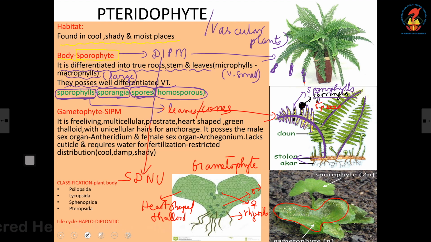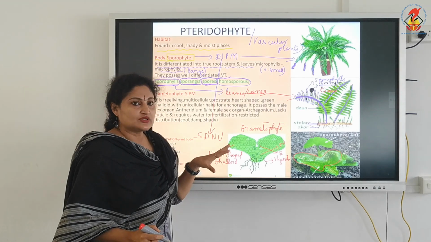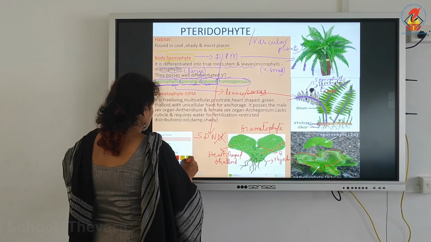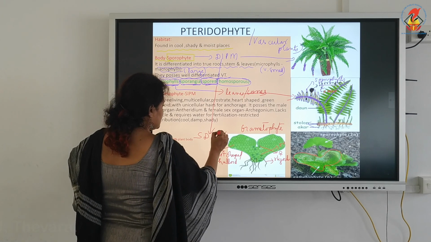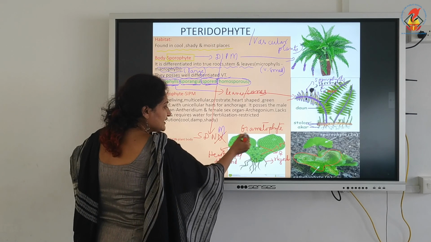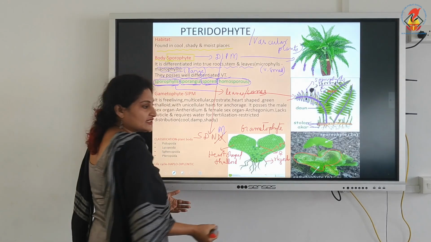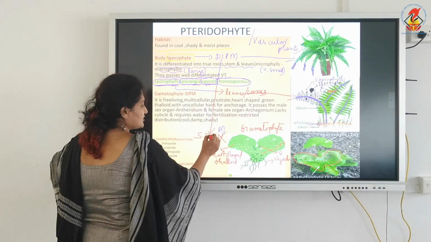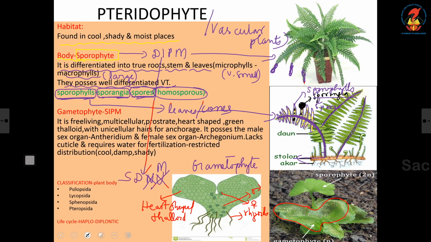Now, from this structure, so much elaborate we have described. So, definitely, is it unicellular or multicellular? It is multicellular. Then, it is green in color. So, can we say that it is photosynthetic or non-photosynthetic? It is photosynthetic. Then, it is not at all depending on the sporophyte.